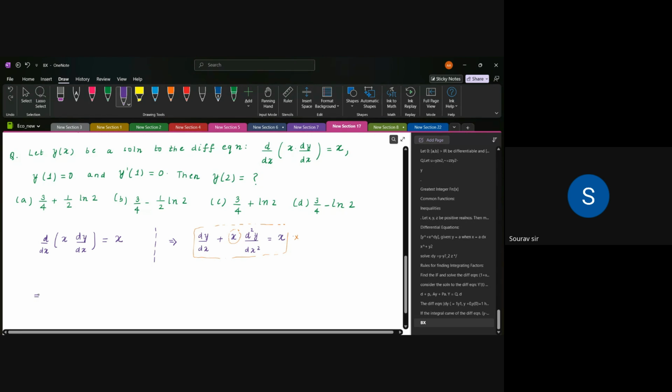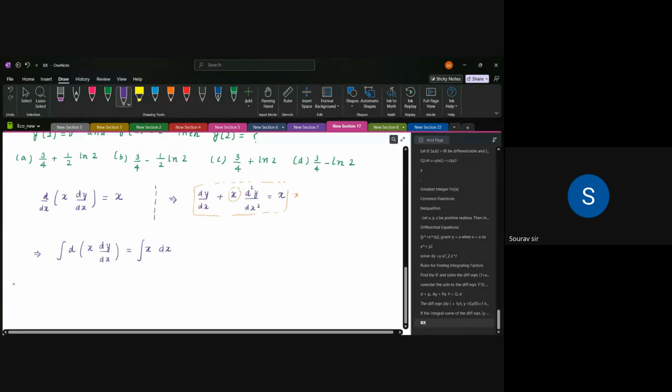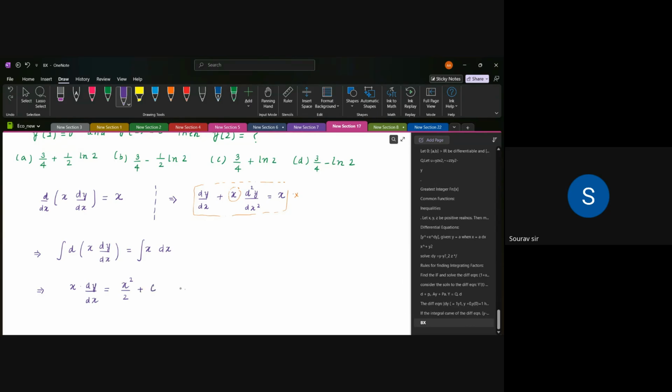If I rewrite this equation as d of x times dy by dx is equal to x dx, I can simply integrate the first step. Okay. So if you do this, what will you get? This will be basically x times dy by dx is equal to x squared by 2 plus c. Correct? So from here, how can we proceed? Can anyone take a guess?